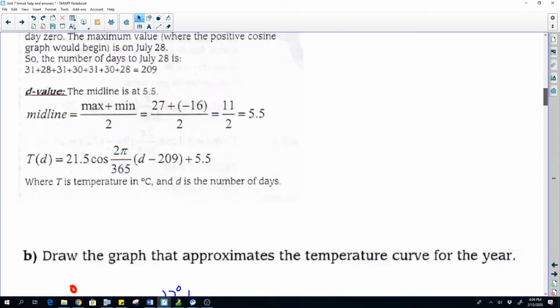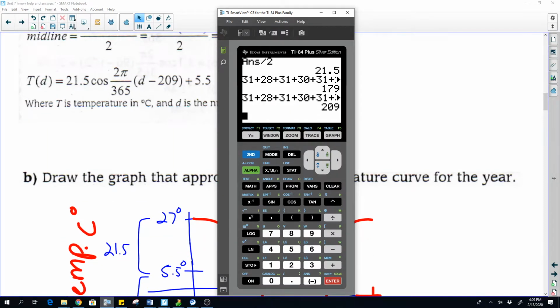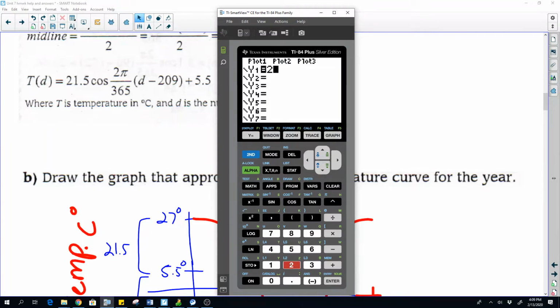So let's go ahead and show that to you. Let's see. So we go to our calculator, we go to y equals to show it. So 21.5, then we got cosine of 2 pi. You get to use your calculator on the test for this portion, don't you worry. So we actually need to do a double parentheses there. So 2 pi, there we go, divided by 365, close parenthesis, open parenthesis, and then our days, x or d, minus 209, close parenthesis, close parenthesis again, and then plus 5.5. Cool.